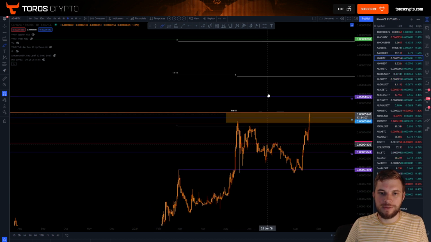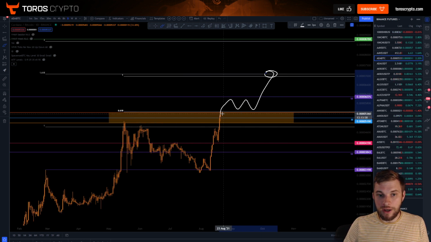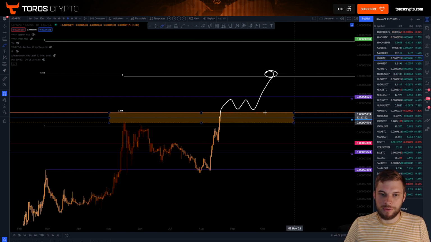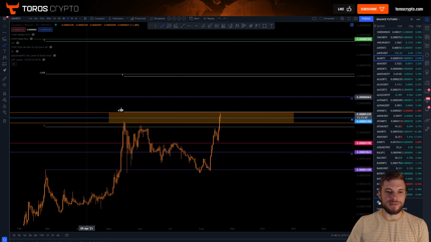So big levels to be aware of. Okay, if we do break through this and we start to hold above this area, I would be looking for 7,000 sats as our next resistance zone. However, of course, this is a resistance area that we're in right now, so I would not be looking to get overexposed into long positions. This is certainly a take profit if you are in a Cardano position.